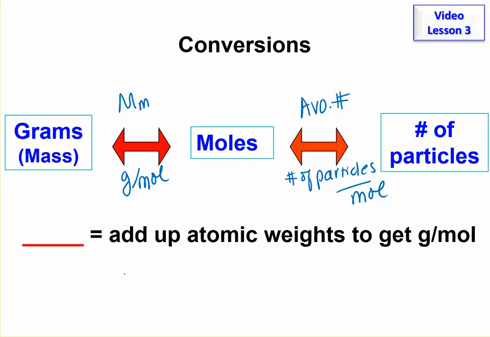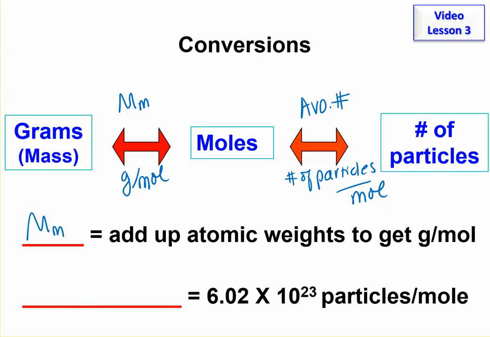Okay, reminder about where we get these. Molar mass, we're adding up the atomic weights. And this number, 6.02, is called Avogadro's number.